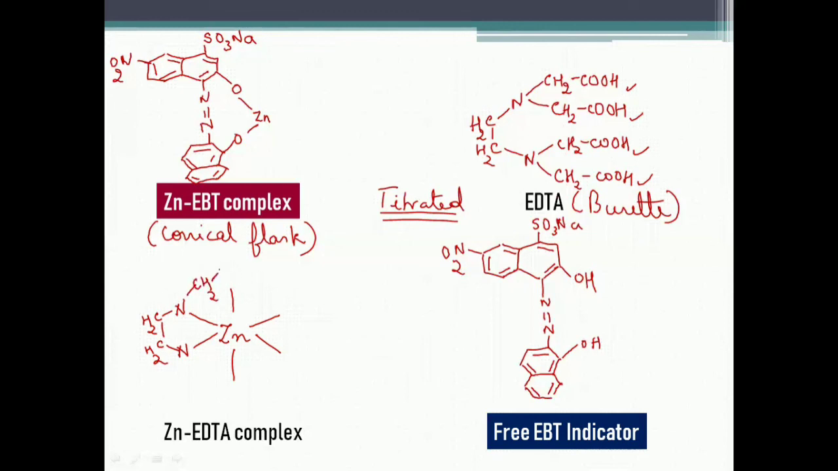So we have CH2, CO, O, and this is the oxygen which is ligated. Next we have CH2, CO, O, which is ligated again. Next we have this CH2, CO, and oxygen. Same way, CH2, CO, and O. So we have the formation of the octahedral zinc complex, that is, the complex of EDTA with zinc.